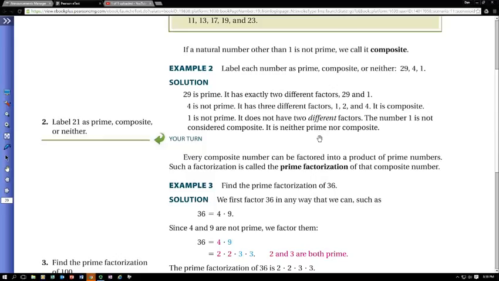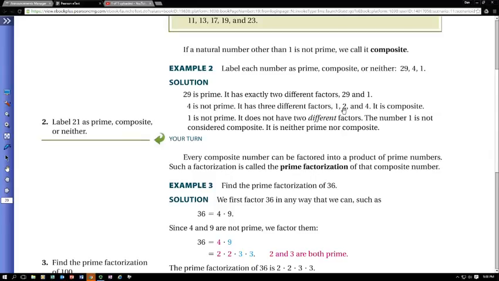Okay? And I could list it the same way, like with 29. I go, well, 1 times 29. It's not even. 2 doesn't go into it. 3 doesn't go into it. 4 doesn't go into it. 5 doesn't. I could go all the way through there and find out that there's no other factors of 29. So it has exactly 2 factors, 29 and 1. So this number is prime.